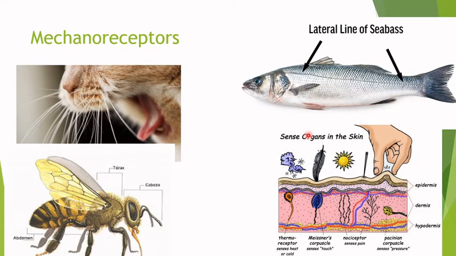Then we've got the mechanoreceptors. These are going to detect movement, by touch, by pressure, by pain, by sound. Yes, sound is a mechanoreceptor as well. And we've got lots of examples. For example, tactile hairs, like the whiskers in the cats, or these hairs most of the arthropods have around the body.